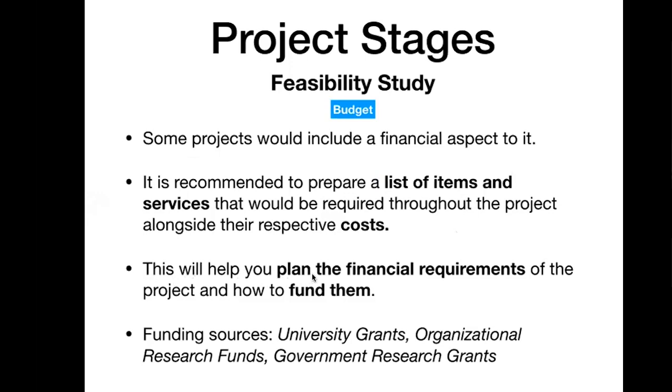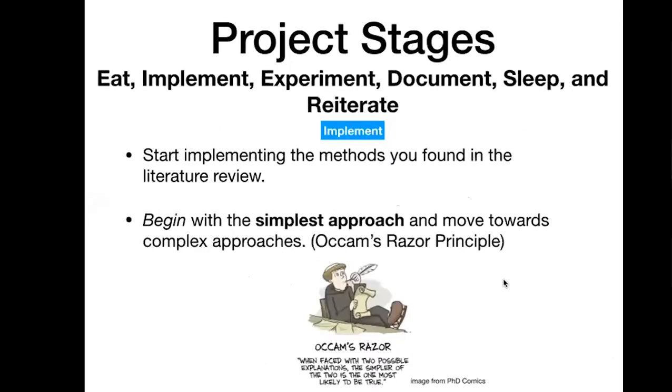And this budget would help you plan the financial requirements of the project and how to fund them. And sometimes this funding can come from different sources such as university grants, organizational research funds, and government research funds. So be sure to contact your supervisor about funding options, because he will surely know what sort of funding is available for your project.